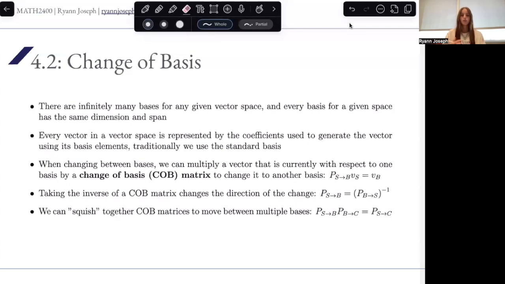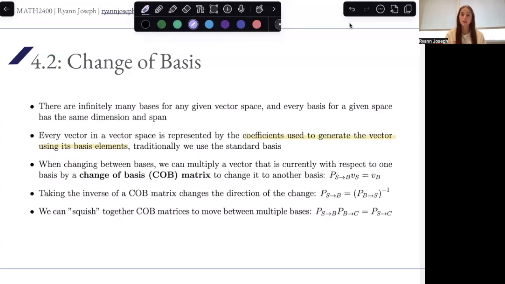How are they related? Every vector in a vector space is represented by, so this concept I think doesn't get emphasized enough in this class, which honestly would clarify a lot if we talk about it a bit. We just talked about why there are infinitely many bases and we want to change between them. The second bullet point here says that every vector in a vector space is represented by the coefficients used to generate that vector using its basis elements. What does that even mean?